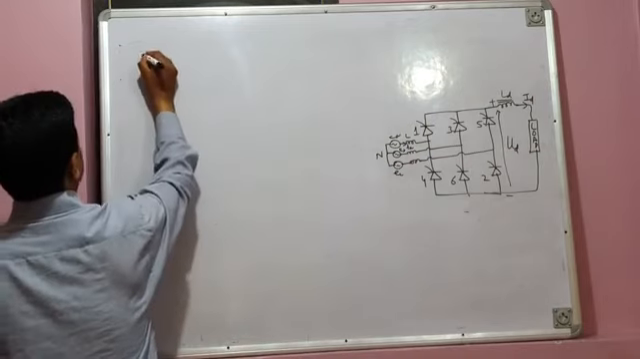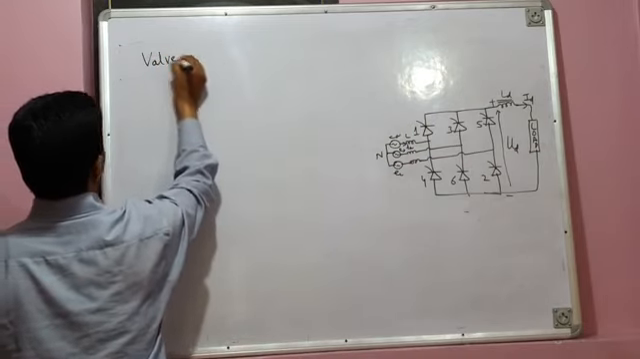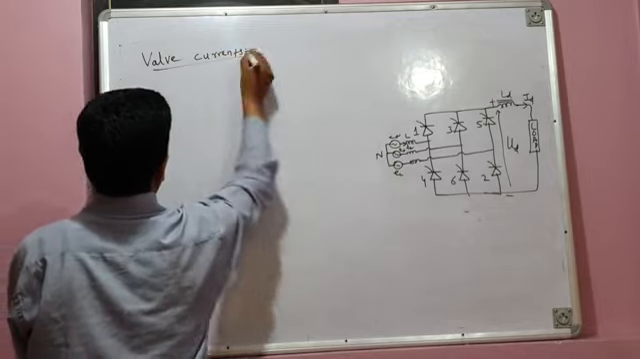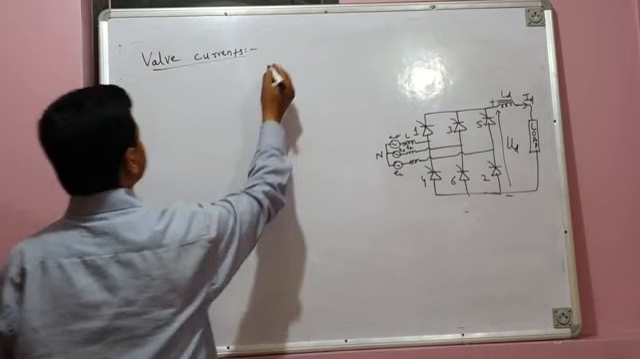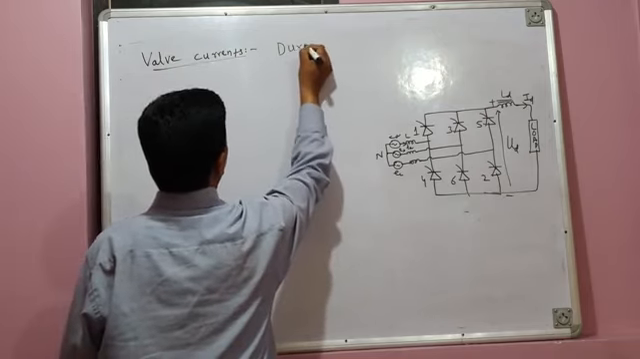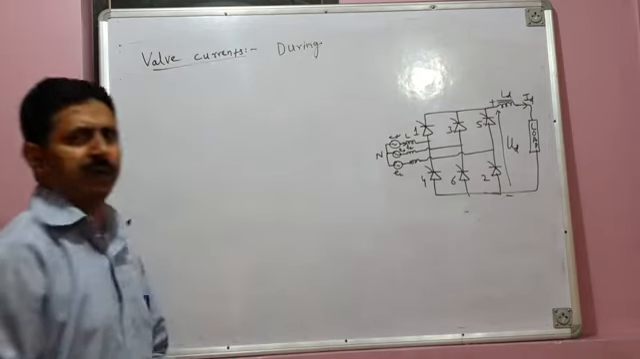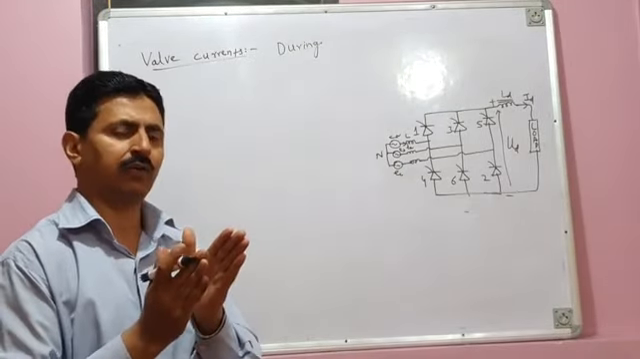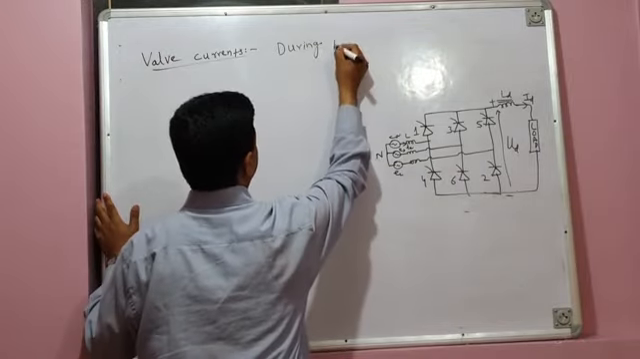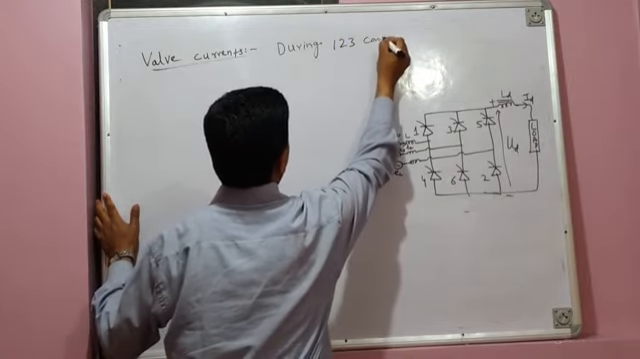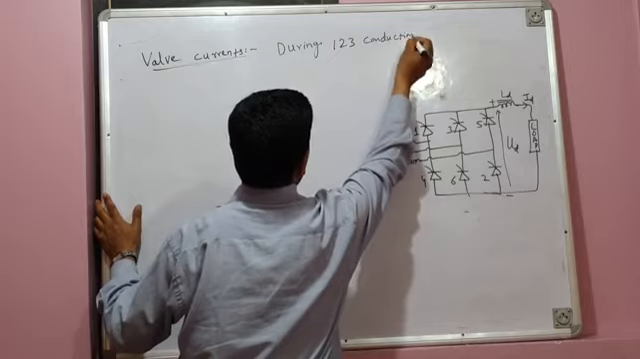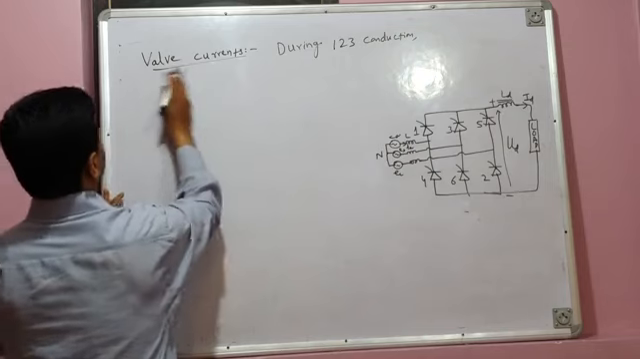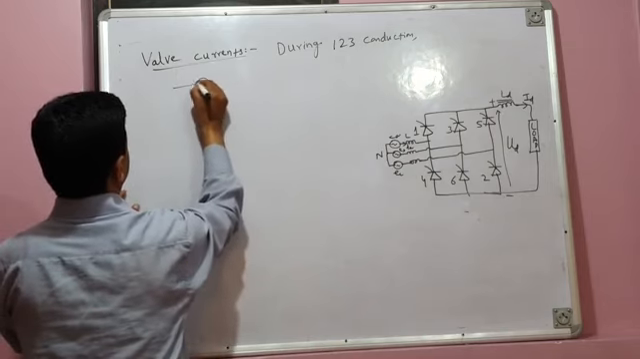Next, let us discuss something about valve currents. Let us again take 1, 2, 3. Let us suppose valve 3 is fired at alpha, and previously the 1, 2 pair was conducting, and now valves 1, 2, 3 will conduct. During 1, 2, 3 conduction, we can draw the equivalent circuit. This is 1, this is 3, and this is 2. And we have already drawn it in yesterday's lecture.